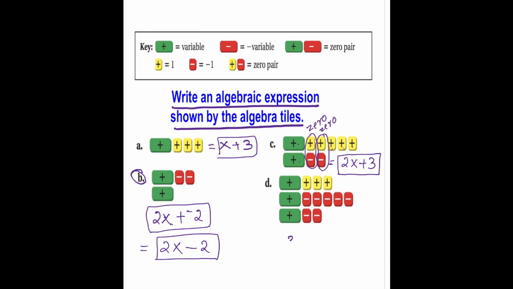The next expression, we have 3 positive variables, which is 3x. And how many 0 pairs can we make with the numbers? One positive and one negative is 0. Another positive and negative is a 0 pair. Another 0 pair. So we have 3 0 pairs. So those are all zeros. And what is left? 1, 2, 3, 4 negatives. So I can write minus 4. So that is the algebraic expression represented by the tiles on D.